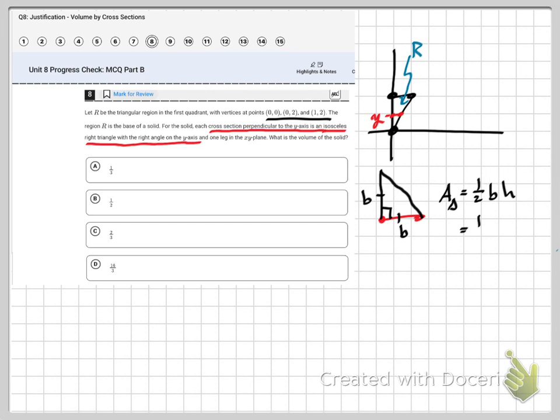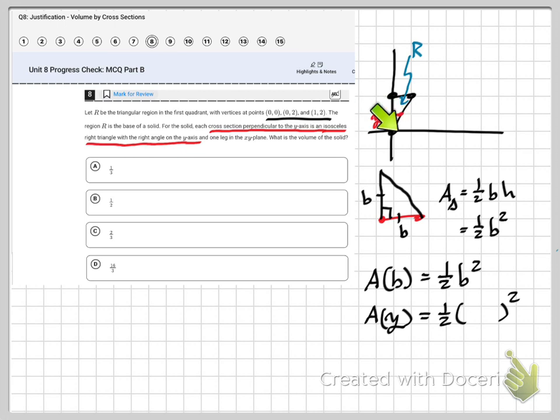So now we have 1/2 b squared as our formula, but that is written in terms of b, and we don't want that. We want an area function written in terms of y, because we have cross sections that are perpendicular to the y-axis. So what are we going to put in there instead of the b? Well, we need an equation of this line right here if we want to figure that out.